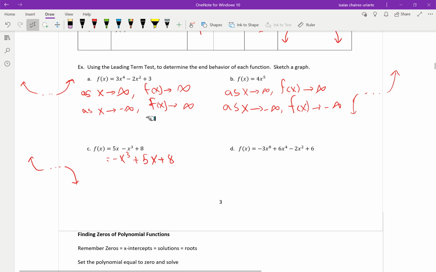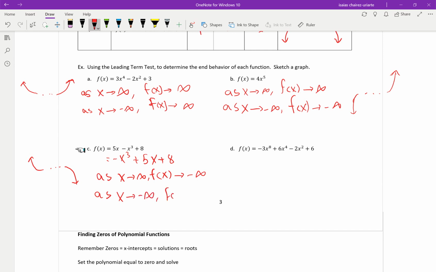Okay, so then let's answer the questions about end behavior. As x goes to positive infinity, what happens with my y values? I think as x goes to the right, my y values go down. So I'm going to say f of x goes towards negative infinity. And as x's go towards negative infinity, what happens with my y values? As my x's go to the left, my y values seem to be going up. All right, so I think that is what I can conclude from that polynomial.